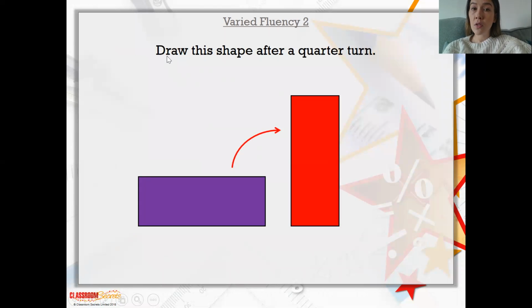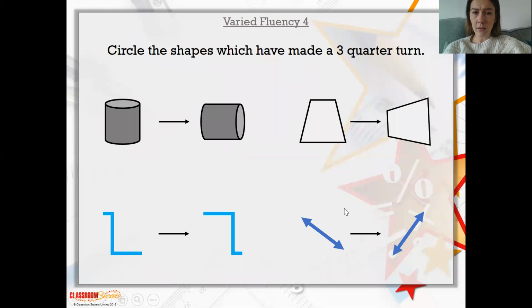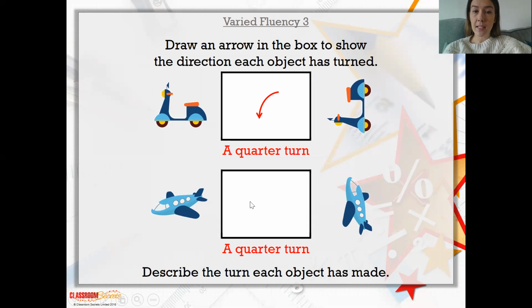Okay, so it says draw the shape after a quarter turn. So the shape has flipped and done a quarter of a turn. And here it's looking at drawing arrows in the box to show the direction which each object has turned. So if we look at this cute little scooter, and then we look at it on the opposite side of the box, it has done a quarter turn. Oh, hang on, it didn't show me the plane. Oh yeah, it did, sorry. And then the plane also has done a quarter turn there as well, but clockwise.